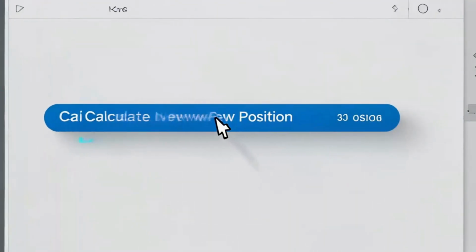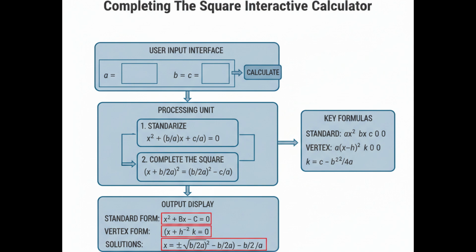Click Calculate New Position to run the computation. The calculator processes these inputs to determine your robot's new state. The results show your new X position, new Y position, and new theta orientation angle after the wheel movements. It also calculates the total distance traveled by the robot's center point and the angle change in radians.